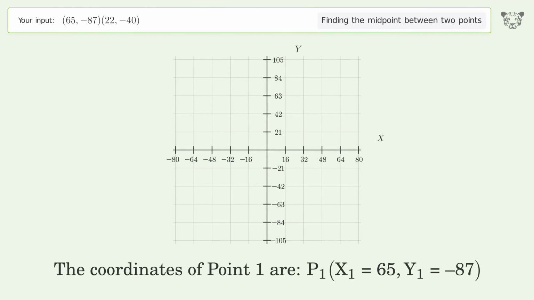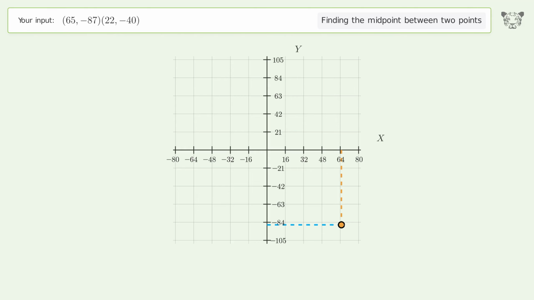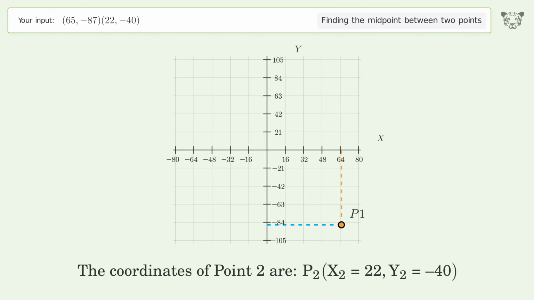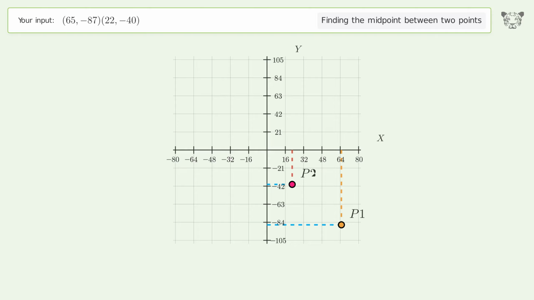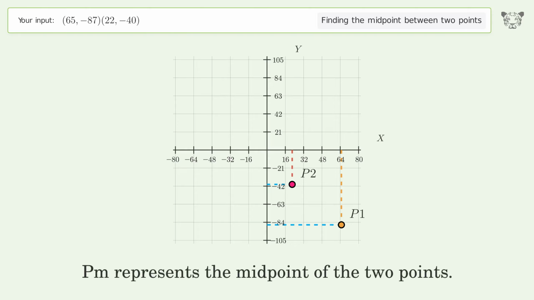The coordinates of point 1 are x1 equals 65, y1 equals negative 87. The coordinates of point 2 are x2 equals 22, y2 equals negative 40. PM represents the midpoint of the 2 points.